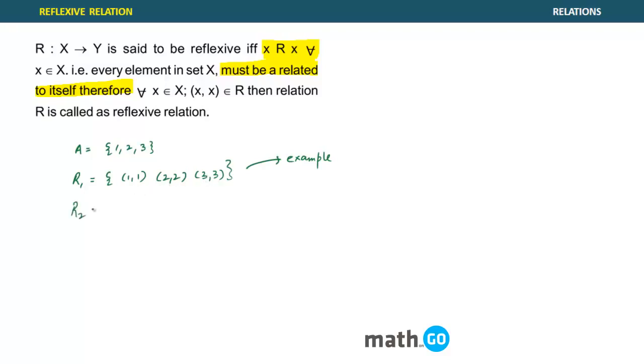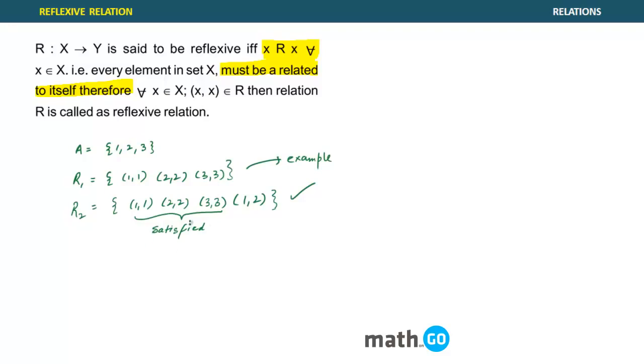Now let me talk about a relation where 1 is again mapped with 1, 2 is mapped with 2, 3 is mapped with 3, and then there is 1 comma 2 as well. Can you tell me whether this would be reflexive or not? This would still be reflexive, no problems at all. Why? Because reflexive means that this definition should be satisfied, that every element already there should have an image of itself, right?